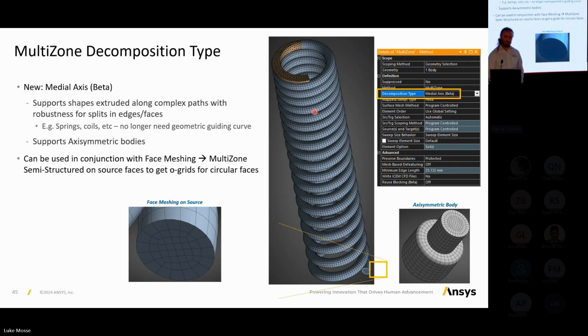If you had a helical geometry and you want to sweep a mesh that follows that helix, often you'd need to imprint a path that would follow the helix all the way down, and then that would become the path, the profile that the mesh would follow. And sometimes that wouldn't work, and the mesh would get twisted as it followed the helix down. Now we've got this option here for decomposition type medial axis. It's beta at the moment, but it works, and it will make meshing of these helical bodies much easier, get a much better quality mesh.